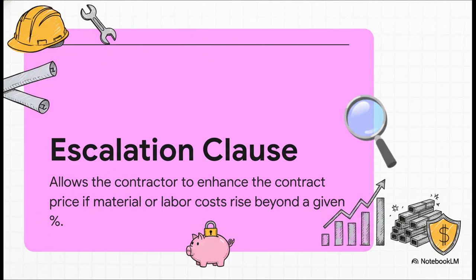Imagine the price of steel suddenly skyrockets in year 2 of the build. Without this clause, the contractor's profit could be completely wiped out. But with it, the contract price can be adjusted upwards to cover those unexpected cost increases. It's basically built-in protection from inflation.